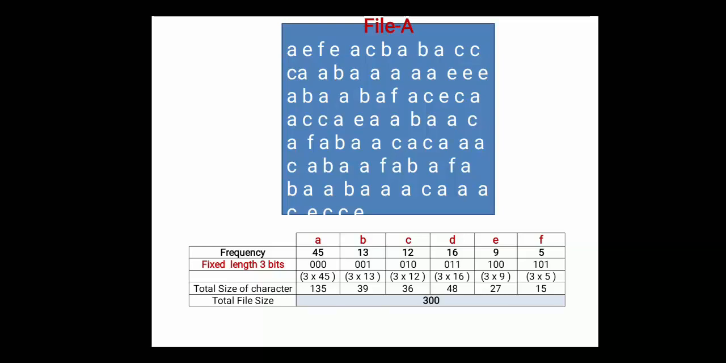This technique is known as fixed length code, based on the number of characters in the file. In our case, a total of 6 different characters are there. So we must have a minimum of 3 bits required to represent every character as a unique code.